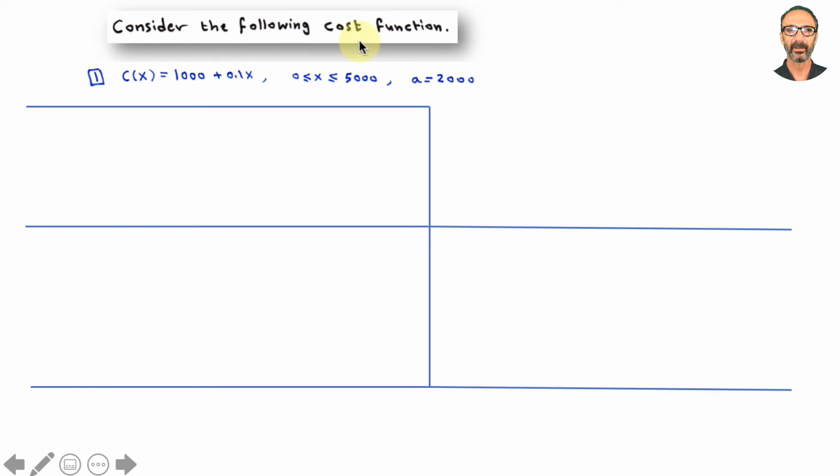Consider the following cost function. C of x equals 1000 plus 0.1x. We're going from 0 to 5000 items, and we are concerned about a equals 2000 items. This to me means we start with a cost of 1000 and we're moving on with 0.1 every single step. Just to give you an idea, it's like b plus mx.